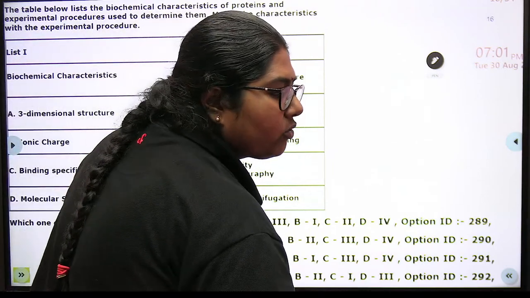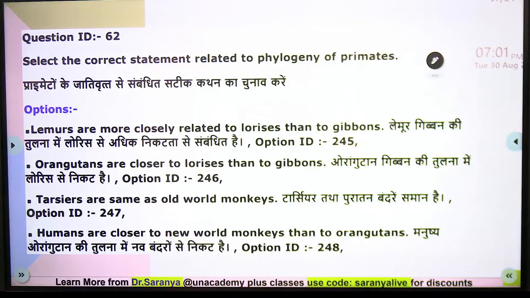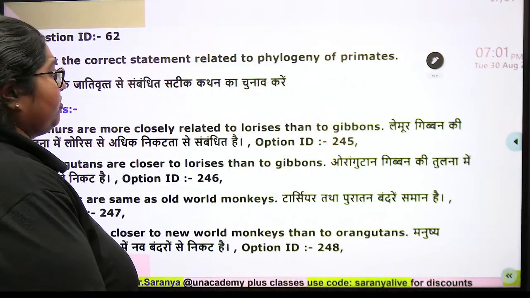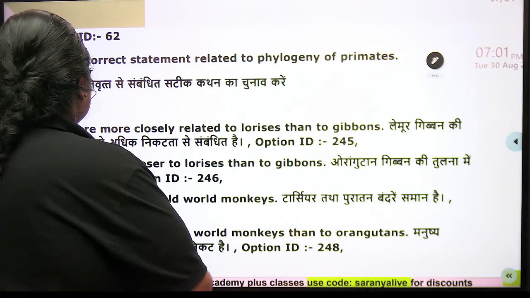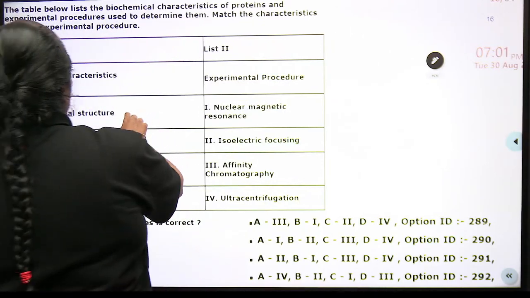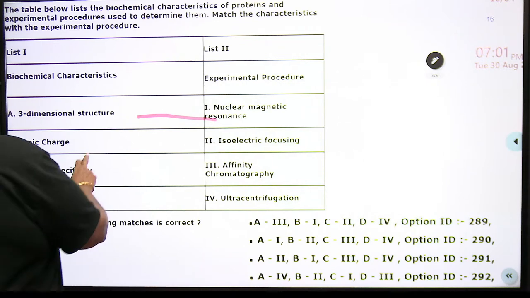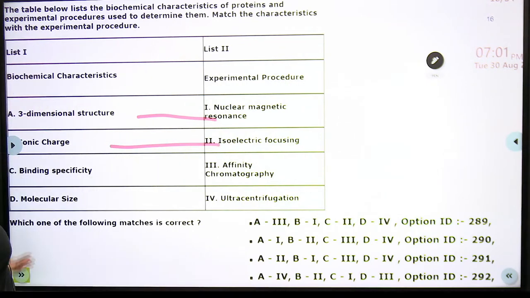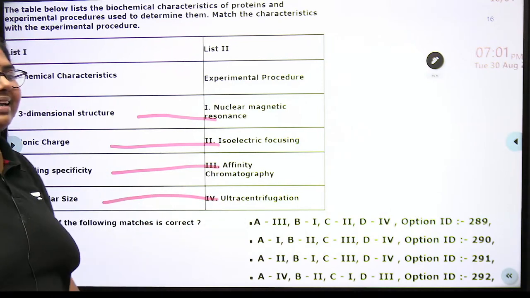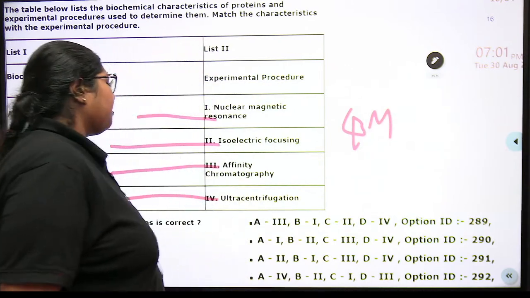See, one more repetitive question. It is techniques. So, 3D structure. Many a time you could have done this question. It is regarding the 3D structure. 3D structure means X-ray, NMR. Here they have given your NMR, right? Ionic charge. Ionic charge is obviously based on isoelectric point. Binding specificity, affinity. See, do you believe that this is a 4-mark question? 4 marks. Very, very simple question.